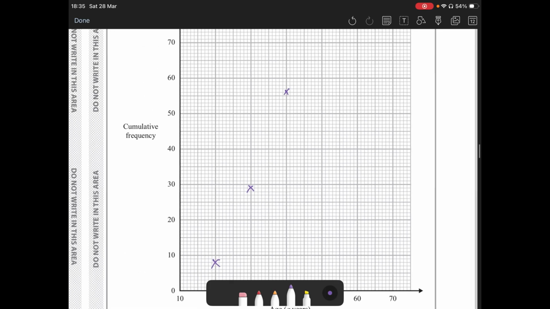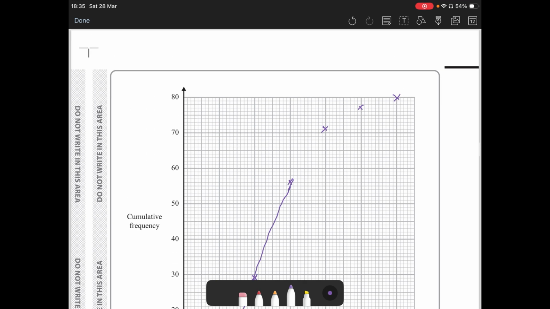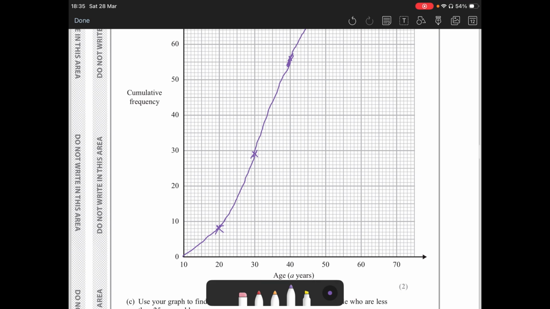And then what we do is we join all of these with a smooth curve. This is all freehand. Please do not use a ruler. It can wobble slightly, but it must go through the crosses. So that part has to be accurate. Again, the examiner will leave you half a square max when it comes to crossing the x's that you've plotted. So you must be accurate. Okay, so let's have a look.